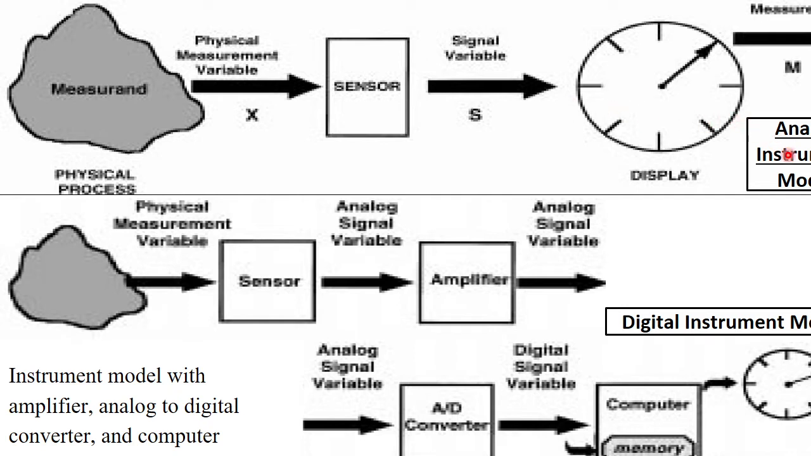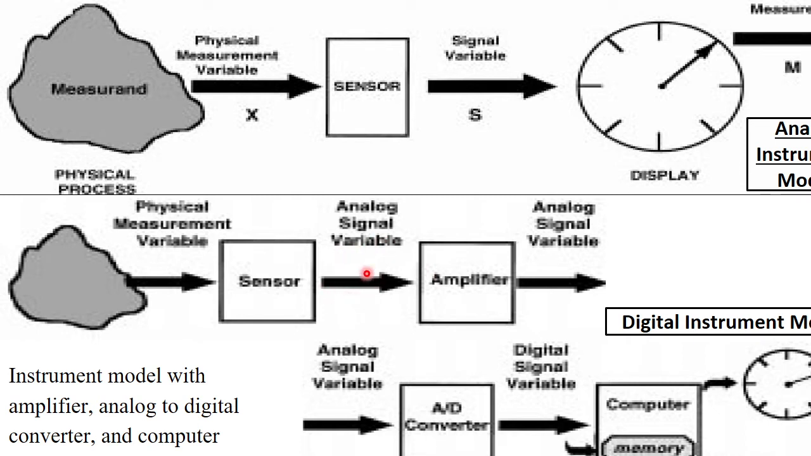Now you see, this lower part is the digital instrument model. The top one is the analog instrument model, which is simpler. And what are the additional parts in the digital signal model? Here we carry out an analog to digital conversion, but this requires sufficient voltage, or you can say power also, for carrying out this analog to digital conversion. So we require an amplification of this signal variable.